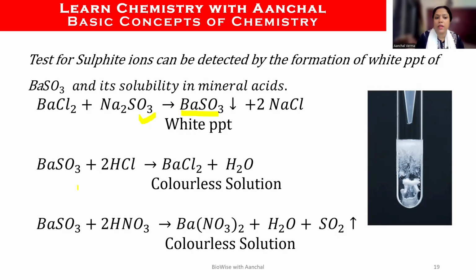Similarly, when you dissolve this white precipitate in HCl, which is a mineral acid, you get a colorless solution. So when this barium sulfite is dissolved in HCl, it gives a colorless solution. It also dissolves in nitric acid to give a colorless solution. So this becomes a test for sulfite ions.